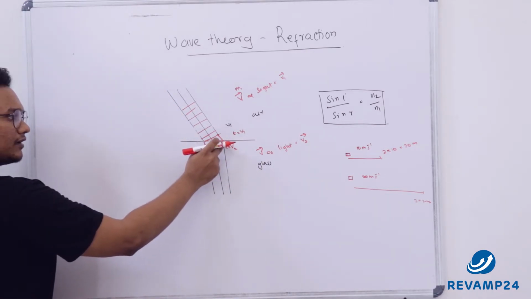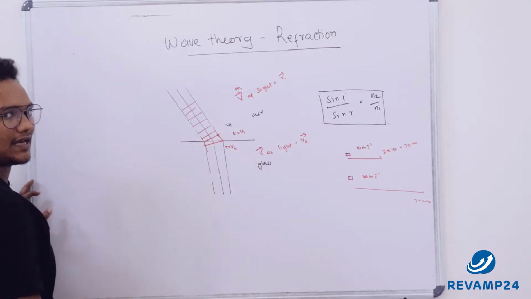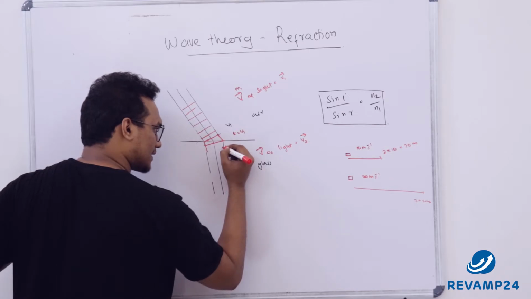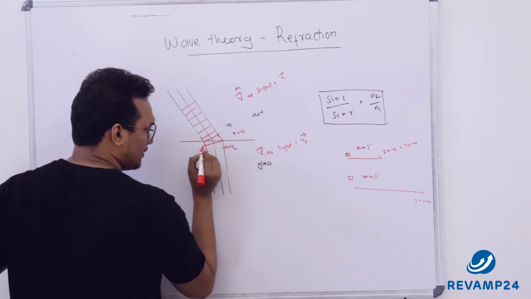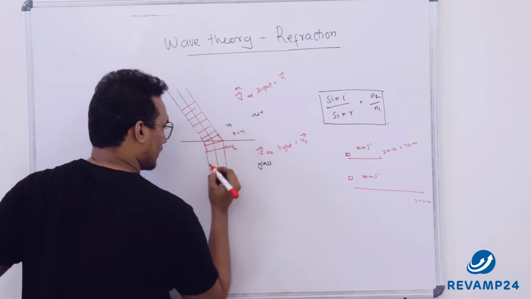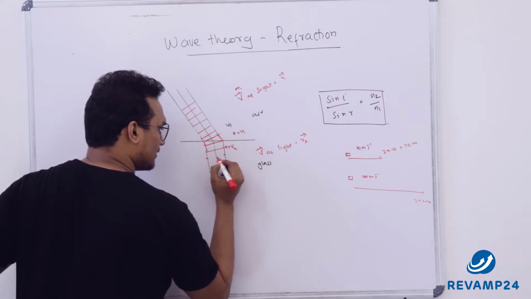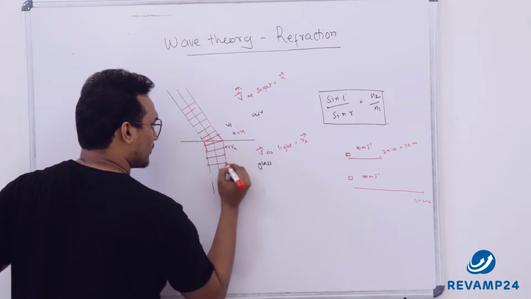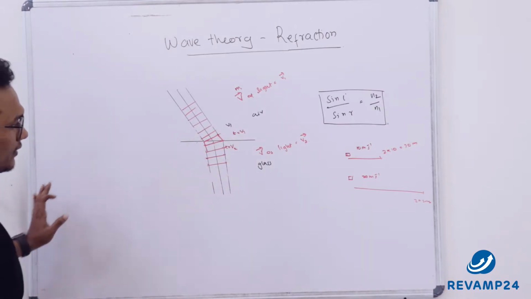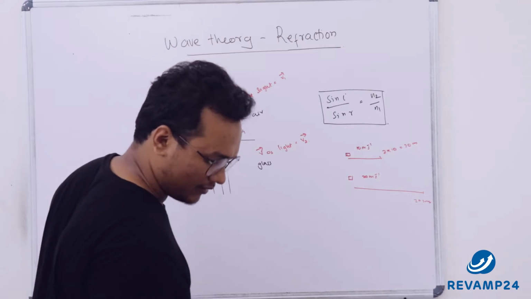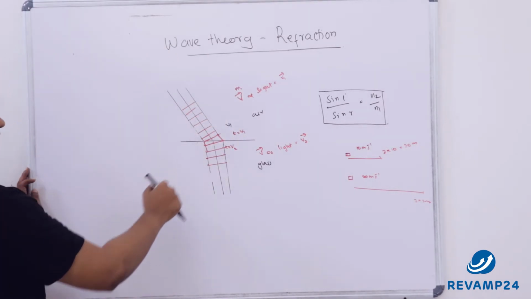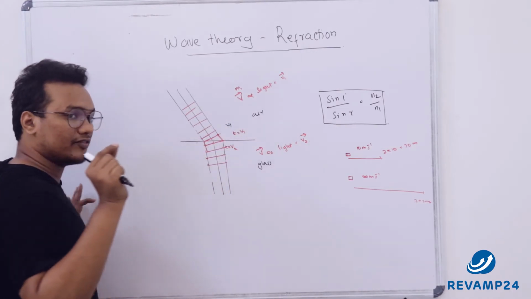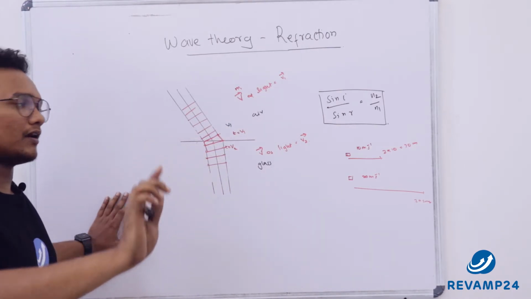Now this point will also act as a secondary source of light, and it will send wavefronts in this direction, in this direction, in this direction. This will send in this direction, so next wavefront. This will send in this direction, next wavefront. So this is the process of refraction. Now have you got the reason why the light ray has bent? The reason is that light has different velocity in different media.